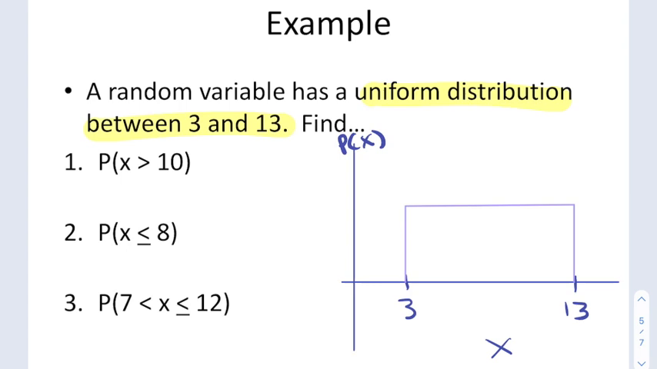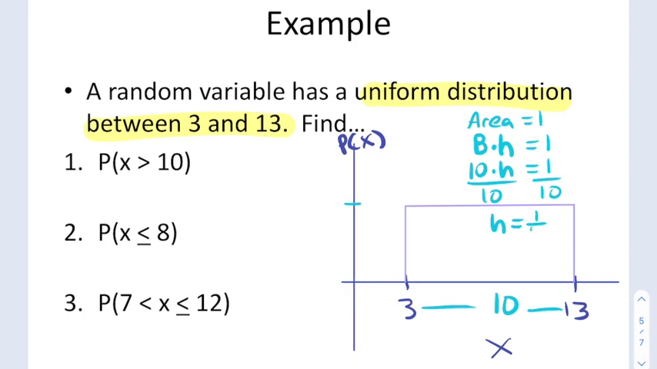Now, here's the way you can figure out this height right here. A uniform distribution is what we call a density curve. That means that the area of this rectangle equals 1. Well, remember, the area of a rectangle is base times height. We know the base is going from 3 to 13, which is 10 units long. 13 minus 3 equals 10. So we know the base equals 10, so 10 times the height equals 1, and if we divide both sides by 10, we get a height of 1/10. And that's how tall this graph is.